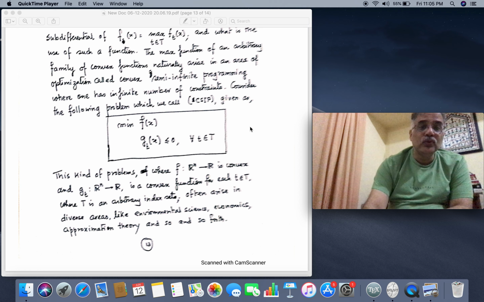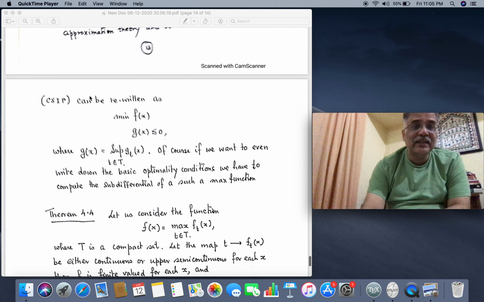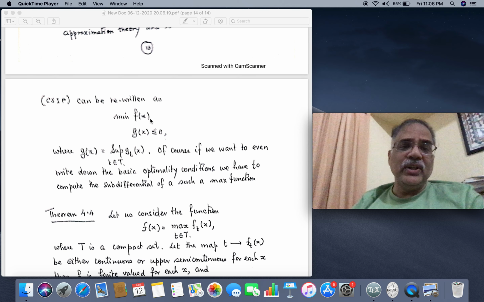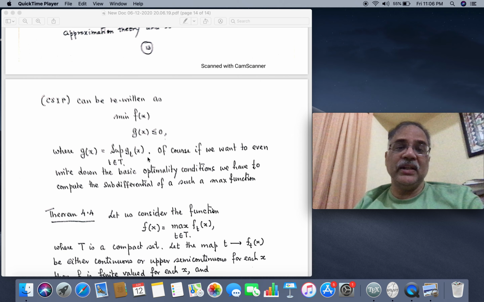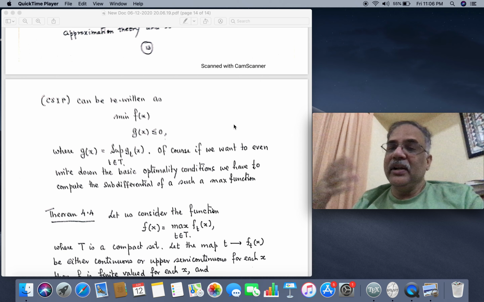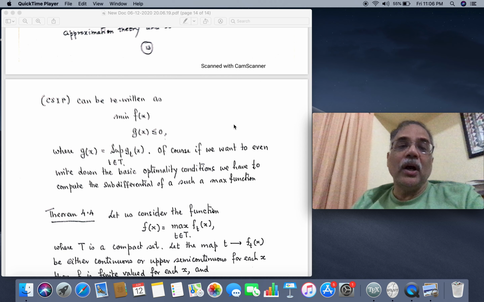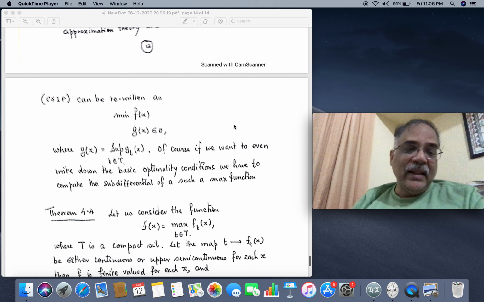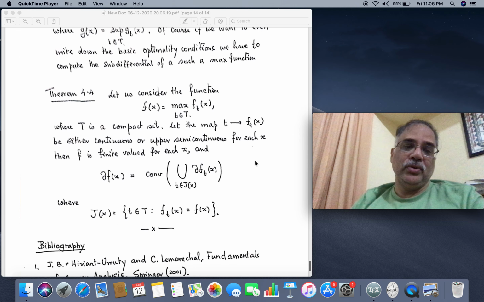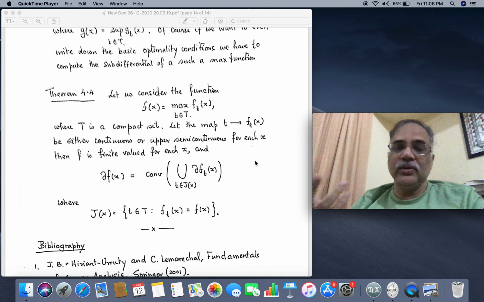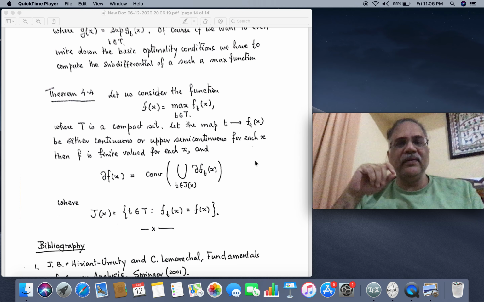So what I can do is write this convex semi-infinite program as: minimize f(x) subject to g(x) ≤ 0, where g(x) is the supremum of g_t(x). If you want to write some basic optimality conditions, you must know how to compute the subdifferential of g(x). And that is what we learned to compute. This is a result from Hiriart-Urruty and Lemaréchal, but here we are writing it in a slightly different way, not exactly taking what they have done.